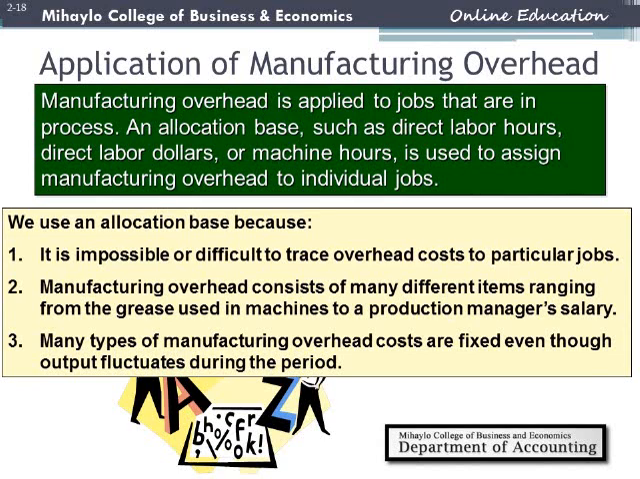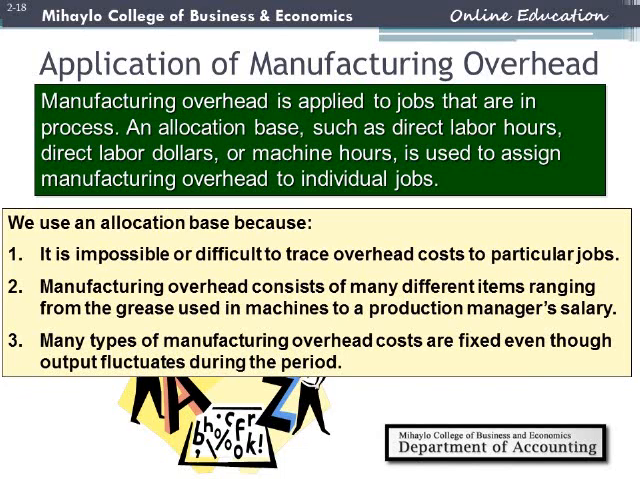Part 1. Manufacturing overhead is applied to all jobs that are in process. We apply overhead using a base, which we believe causes overhead costs to be incurred. Some companies allocate manufacturing overhead using direct labor hours, direct labor dollars, or machine hours.